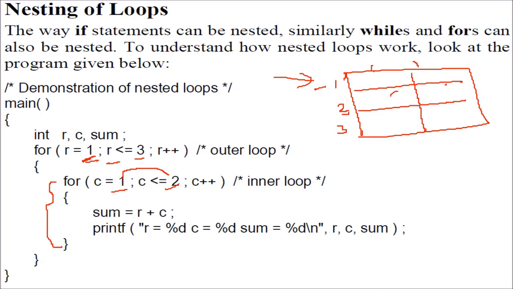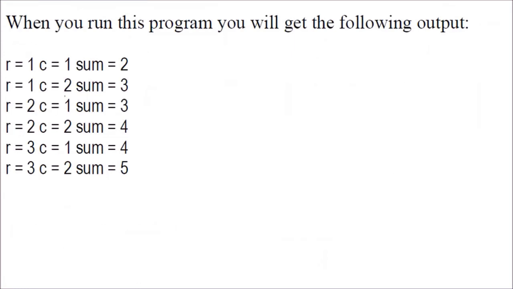This is the nesting of loops. What this is doing is simply adding these numbers. Say this is 1 to 3 and this is 1 to 2. We are just adding R and C, whatever the numbers will be. This is just an explanation. The sum will be the row plus column. If you want to see the output, it will be like this.